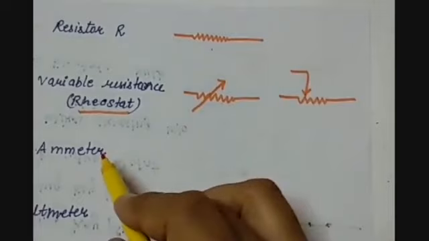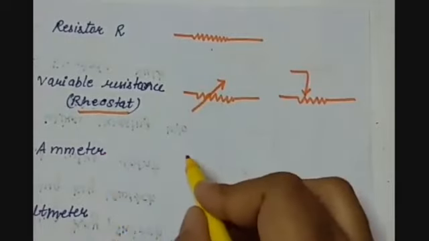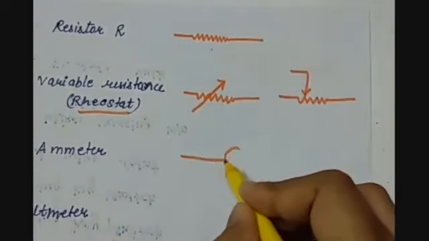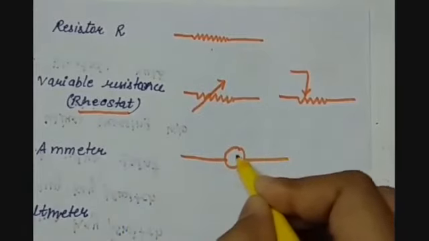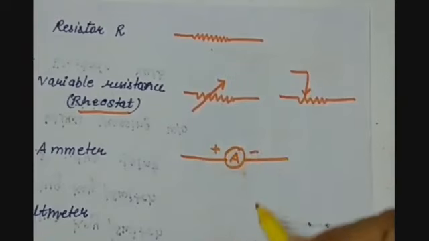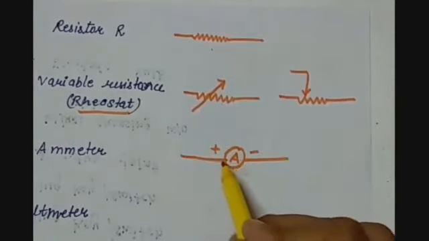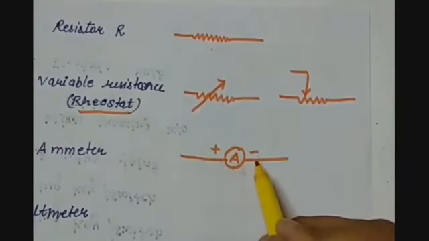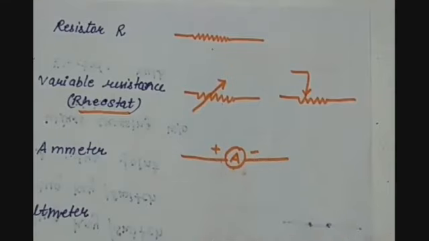Then we have ammeter. We know that this is the device to measure the current, and the symbol for this is: we write A in between, and plus and minus signs are there, since it has two terminals, positive and negative. Accordingly, it will be connected in the circuit.